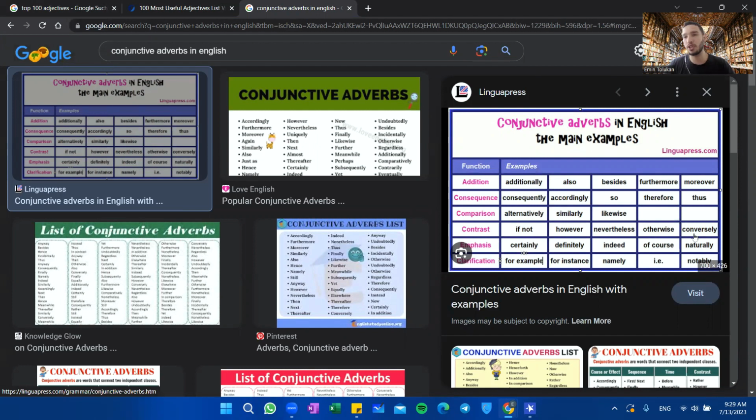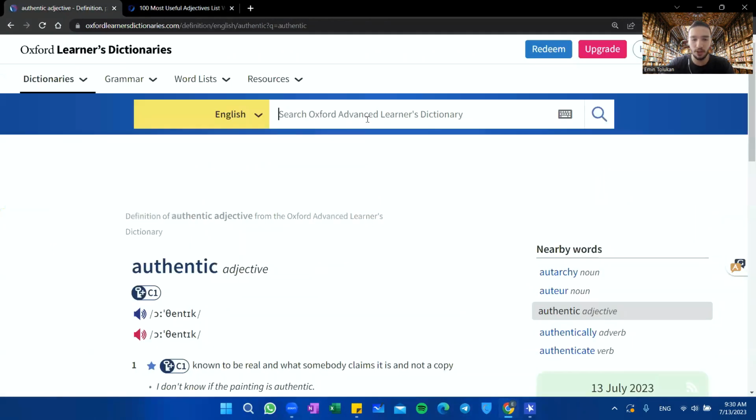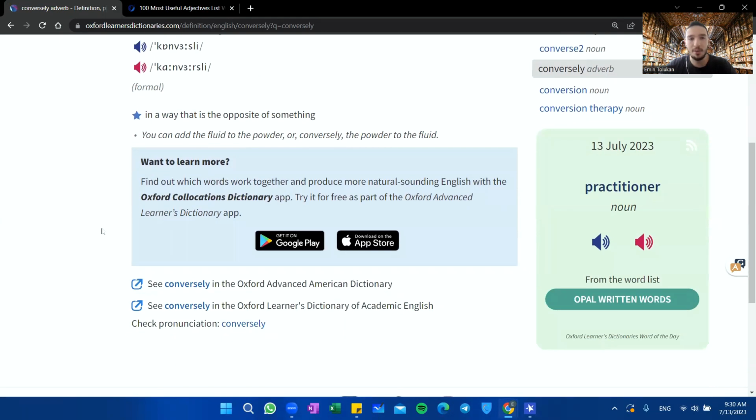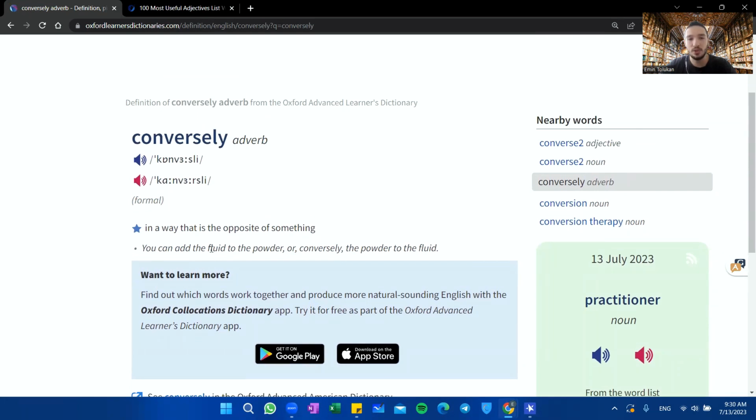Or you can use conversely when you want to say the opposite of something. For example, somebody says, is John a good person? And you say, conversely, John is a really bad person. So this is the stuff that I know because I once went to the Oxford dictionary and I learned these things. So let's write conversely here. Conversely, see, it's an adverb. It's a conjunctive adverb. And there are some examples. You can add the fluid to the powder, or conversely, the powder to the fluid. You see, they kind of changed the order. So this is where you use conversely.